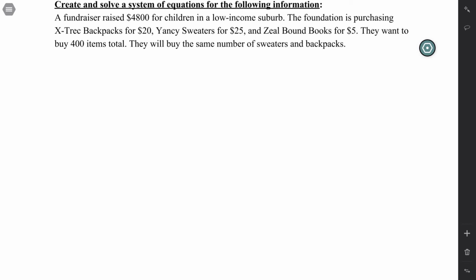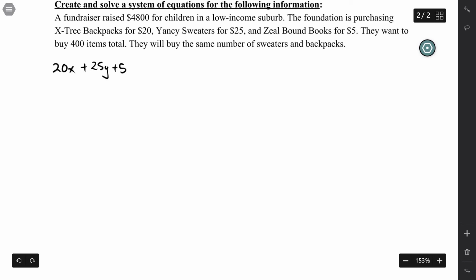Okay, so we can get 3 different equations from this. It might seem kind of tough at the outset, but we absolutely can. I'm going to use X for X-Trek backpacks, Y for Yancey sweaters, and Z for Zeal-bound books. So the foundation is purchasing X-Trek, so 20X, $20 for every backpack, plus 25Y plus 5Z equals 48,000.